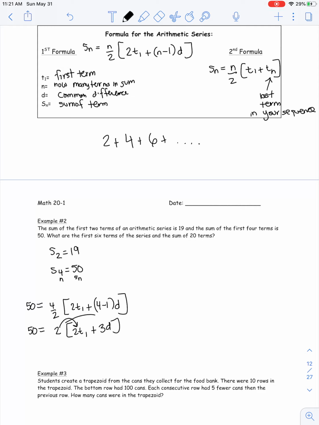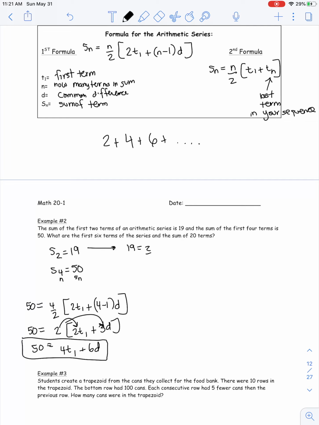2t1 plus 3d. Now we're going to multiply everything by 2 to get rid of our brackets. So that's 4t1 plus 6d as our first equation that we're going to have to set up. So that's a linear equation there. Now we're going to do the same thing for this S2 equals 19.